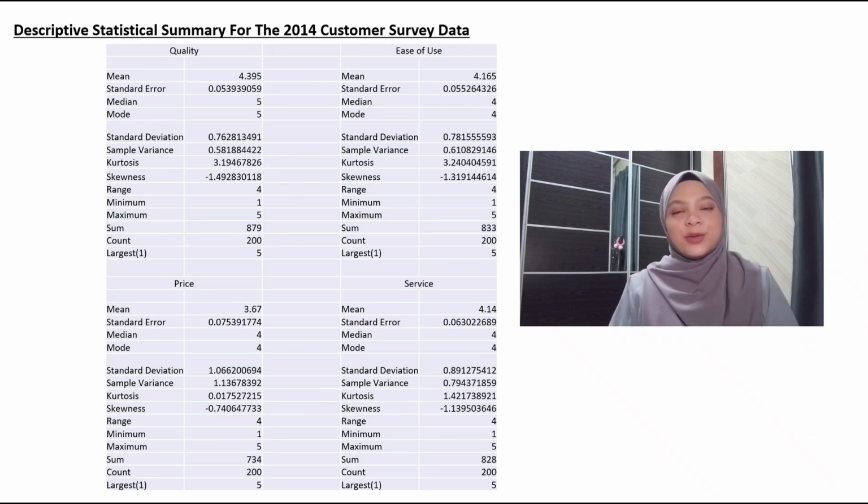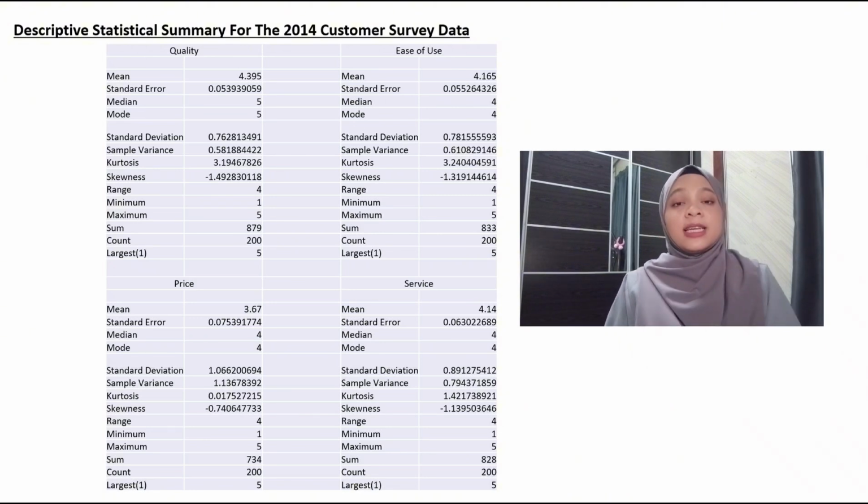Okay, the last one, we analyze service. The average rating was 4.14 and the standard deviation was 0.89. While most customers were satisfied with the service, the slightly higher variation suggests that service quality may have differed depending on region or individual experience.